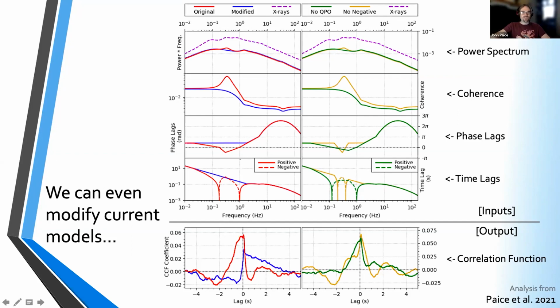So we got the model of the phase lags. You can see them all in the red lines here. And then we modified them to remove a certain part that we thought was relevant. And indeed it was. And so if you go over to the green and yellow lines, we start playing around with different models. What if we take out this QPO that we saw in the source? What if we take out these negative lags but leave the QPO?